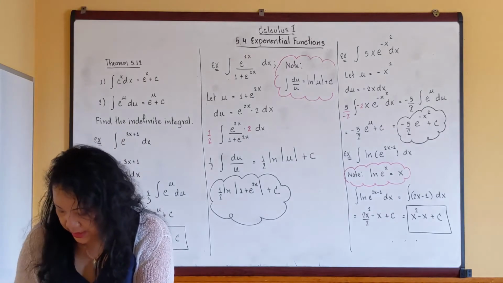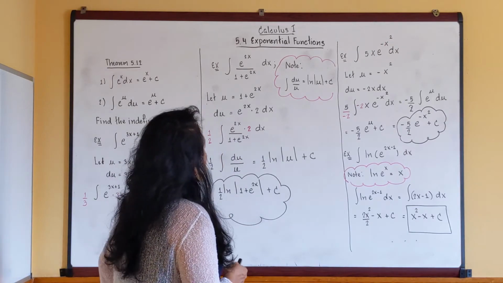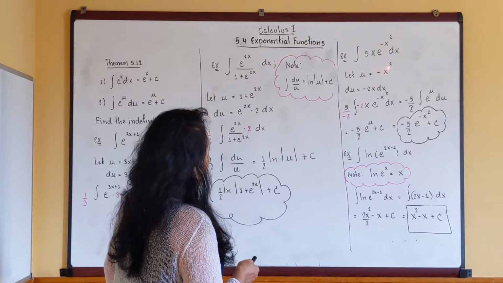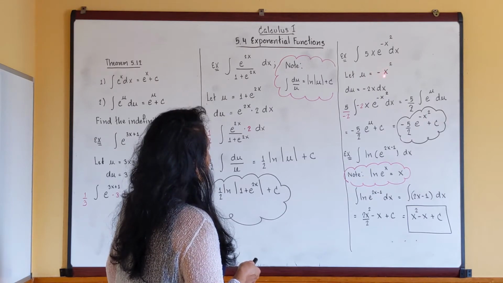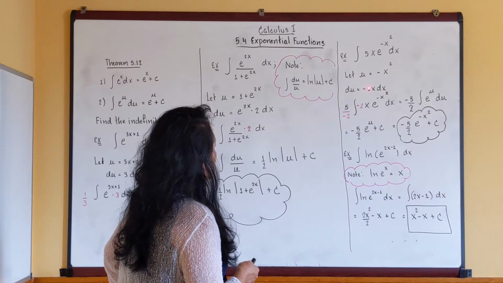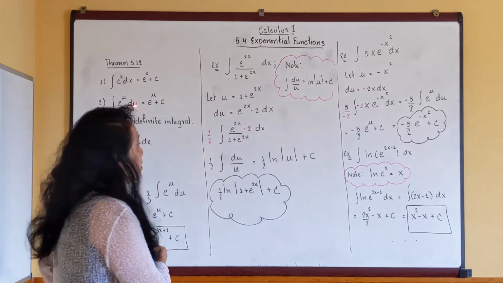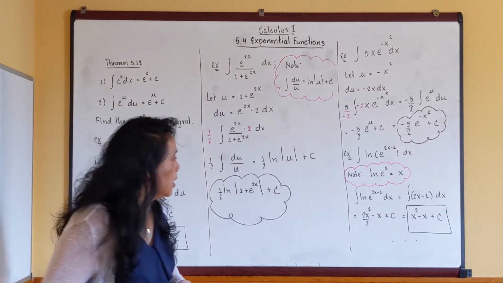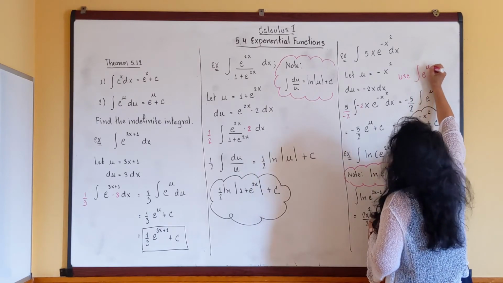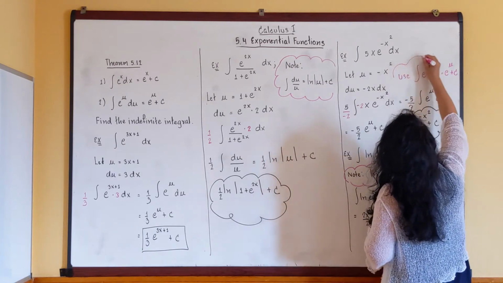So let's look at the last two examples. I have an integral of this. I'm going to let my u be negative x squared. My u is equal to negative x squared. And if I take the derivative of this, I will have negative 2x dx. I'm planning to use the second formula right here. Just to write a note here, the integral of e to the u du is equal to e to the u plus c. I'm going to use this one.